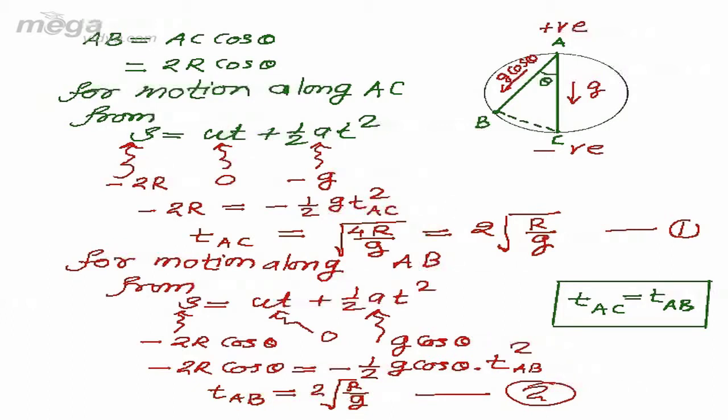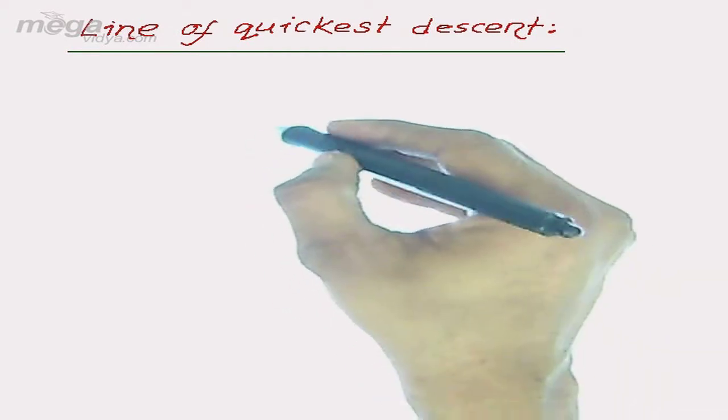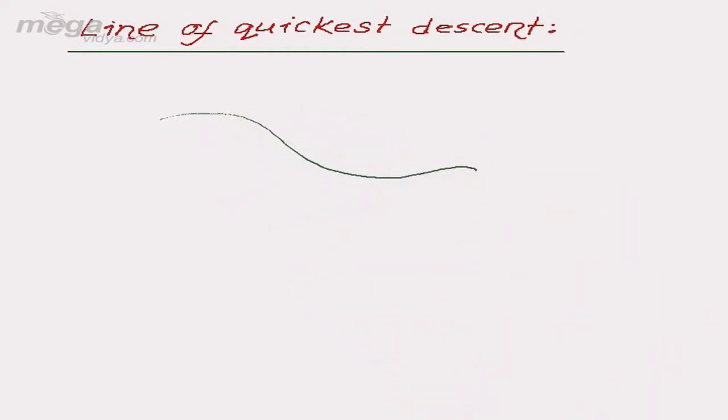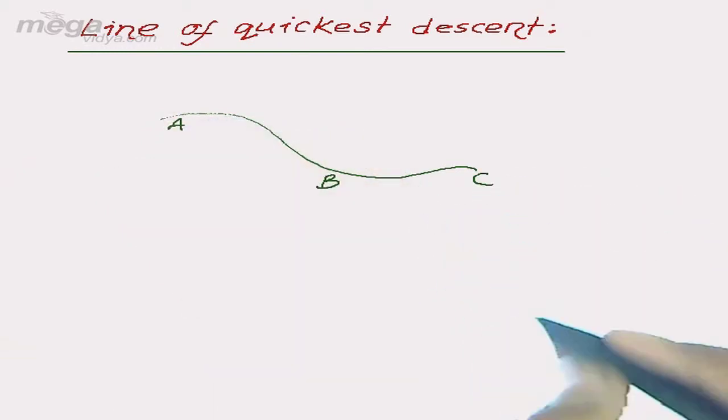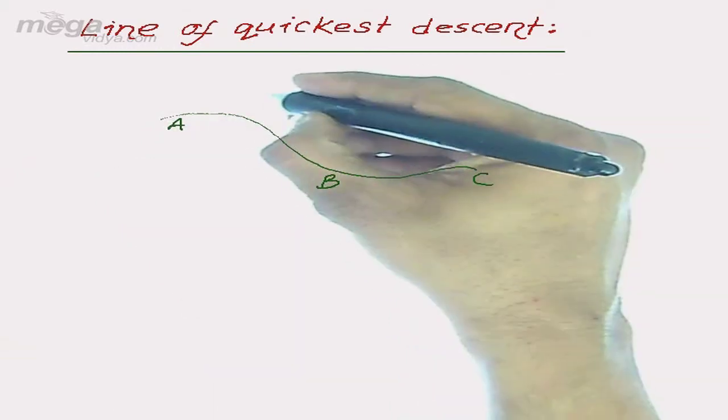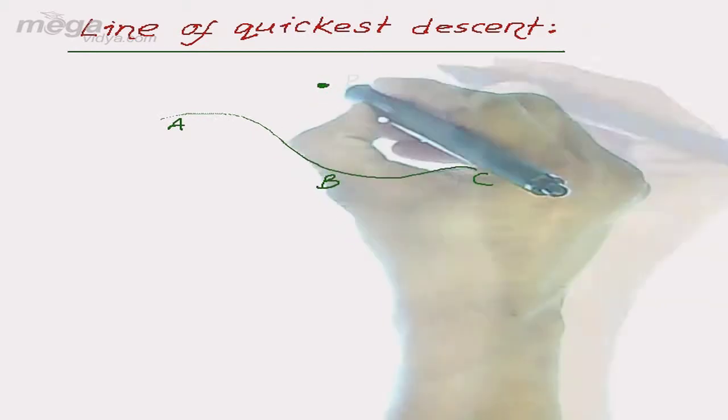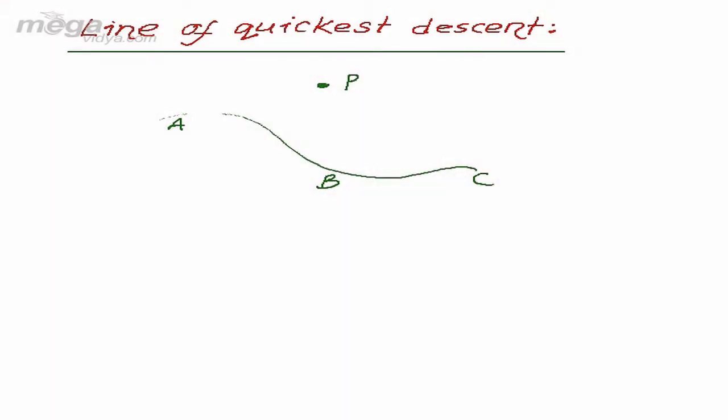So the result is proved. Now I want to discuss something about the line of quickest descent. Say a curve ABC is given to us and a point P is given in the same vertical plane outside this curve. Our aim is to find the line of quickest descent. No doubt, when a particle moves along a straight line, its path is least possible. Here, we want to draw a line which starts from point P and reaches this curve traveling the least distance.